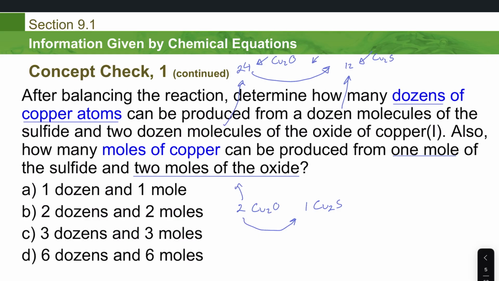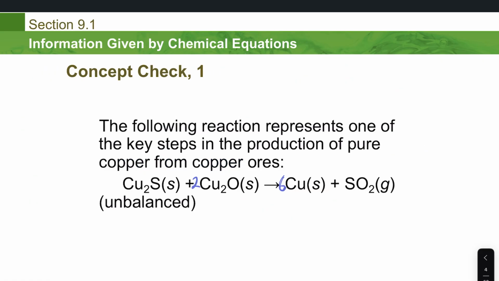So we know that we have 24 dozen copper oxides. So let's start there. We have 24 dozen copper oxide. We have 12 dozen copper sulfides.